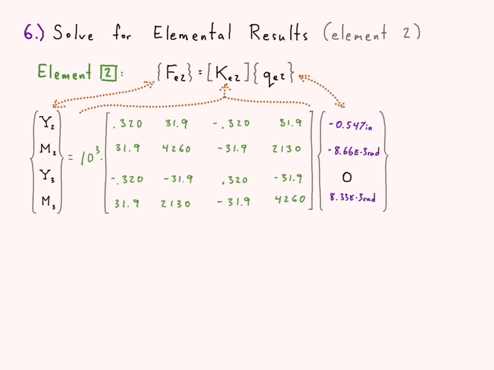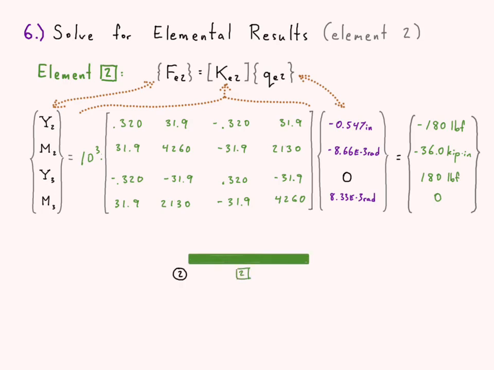There we go. These are our displacements and rotations that occur on element 2 that we found all the way back in step 4. And we multiply those through, we get some values for the forces and moments being applied at element 2. We can go ahead and draw this out to what's happening on our element. There's the 180 pounds going downwards at node 2, 180 pounds going upwards at node 3. We have the 36 kip inches going clockwise at node 2, and there isn't a moment at node 3, which makes sense because it's a pin joint.